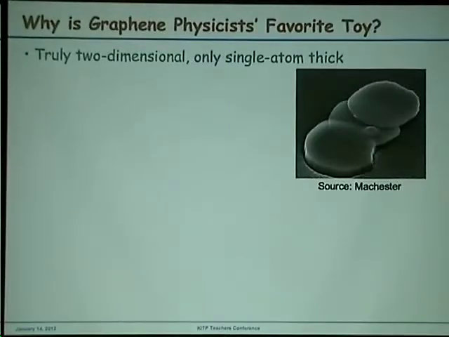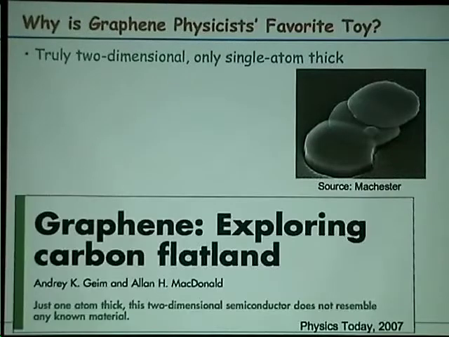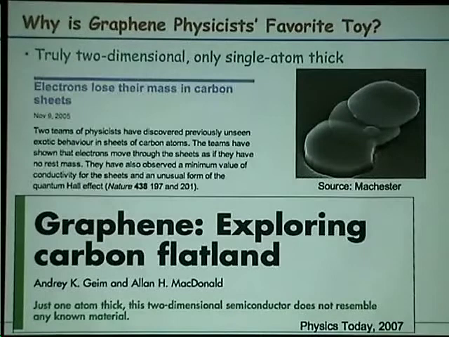Okay, so why is graphene the physicist's favorite toy? It's a truly 2-dimensional material. So there's a nice review article in Physics Today, written by Professor Geim and Professor MacDonald, talking about graphene flatland. Another thing which really immediately captured people's attention is the electron loss of mass in this sheet. I think you already heard talks about it, so I'm just going to go through this really quickly. But I do want to show this, which is Big Bang Theory. I can't believe no one has shown it before, but I just have to show it.